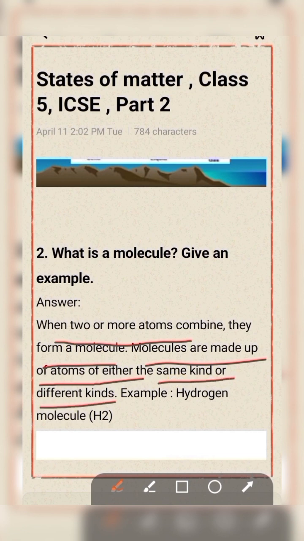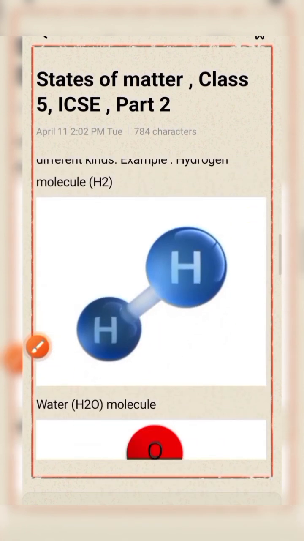Hydrogen is made of the same type of atoms. But water is made of different types of atoms.